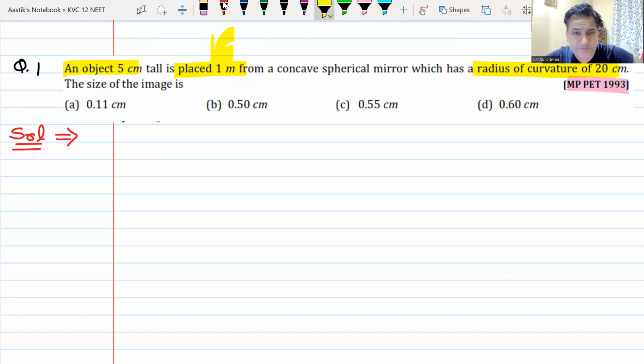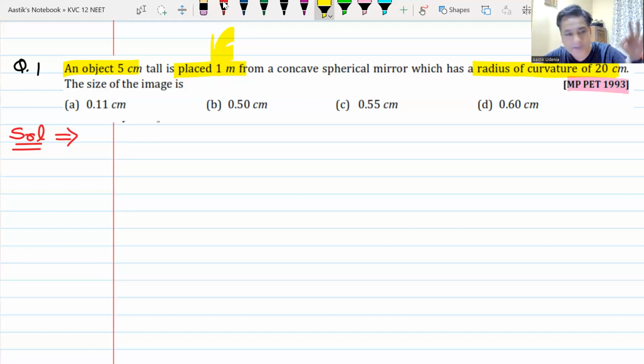Now there are different ways in which you can do this question. First, you can find out the value of v, then you can find out the value of m, and from the value of m, you can calculate the height of the image. But remember, your exam is a speed test. So instead of finding out v, use the formula of magnification directly and tell me what magnification is coming.